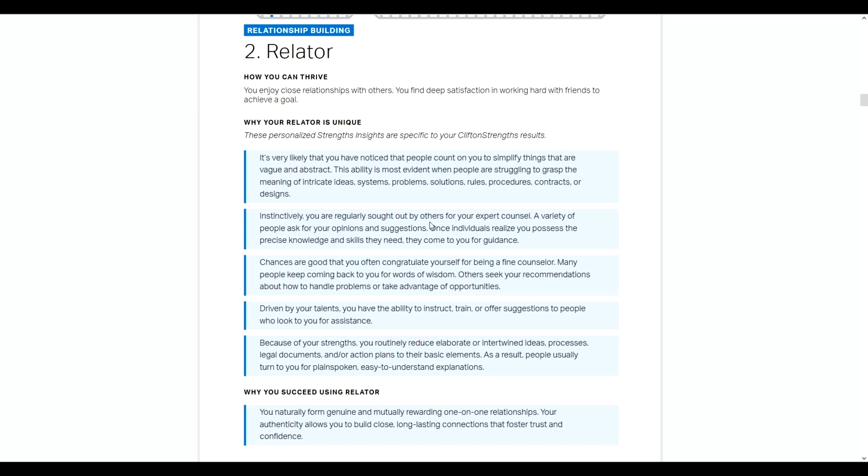But where that can get us into trouble is that we're fine with the friends that we have. I always say, I don't need any more friends. I'm great with acquaintances, but I don't need any more close friends. And so sometimes it can be very cliquey or closed off in that way. It's not meant to be exclusionary. It's really more of a protection thing for myself. So knowing that Relator is a relationship-building strength, this tells me that it's going to be important that I make time for relationships, whether that is in my job or in my personal life.